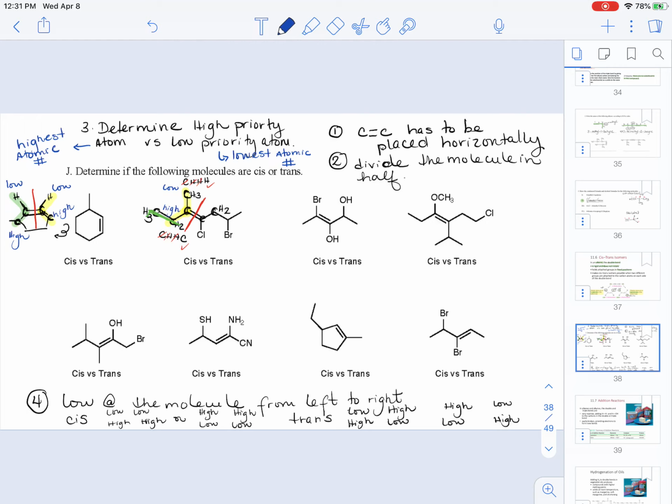If we look on the other side, we are going to be comparing a carbon atom to a chlorine. Chlorine has a higher atomic number compared to carbon. So in this case, this is my high priority group. This is my low priority group. As I read this from left to right, as you can see, the arrangement is low, low, high, high. So both molecules, number 1 and number 2, are going to be cis arrangements for the alkenes.